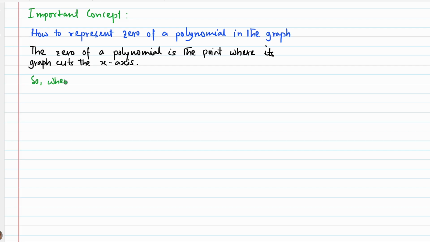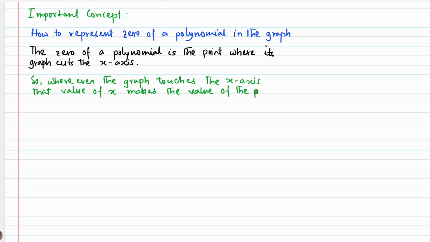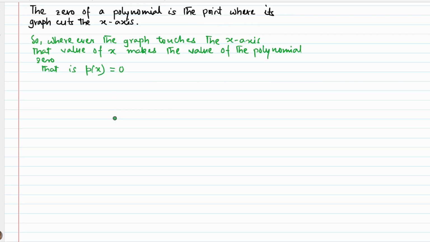Is a point on the x-axis where the graph cuts. So whenever the graph touches this x-axis, that value of x makes the value of the polynomial f(x) or p(x), whatever, 0. So that is, the p(x) becomes equal to 0.